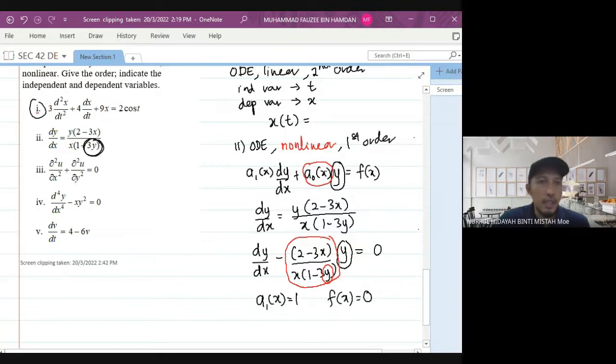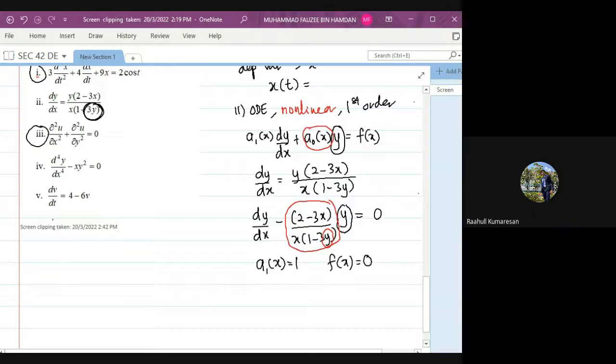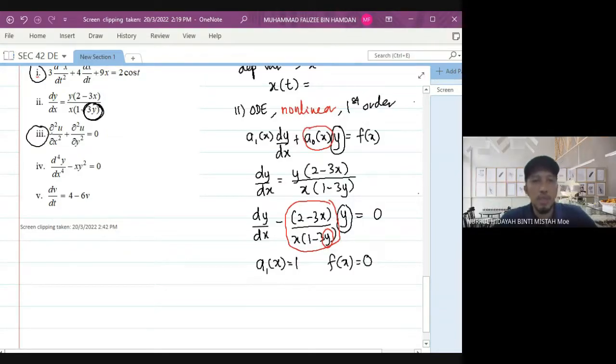Dependent variable and independent variable: I think you don't have any problem identifying that. y is the dependent variable, x is the independent variable. That is the second one. The third one: is it ODE or PDE? PDE, because we use the symbol del. So we try to find a function u in terms of x and y. In this case our dependent variable is u and our independent variables are x and y.